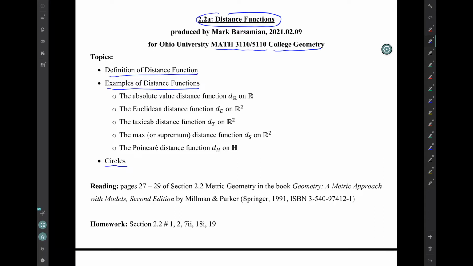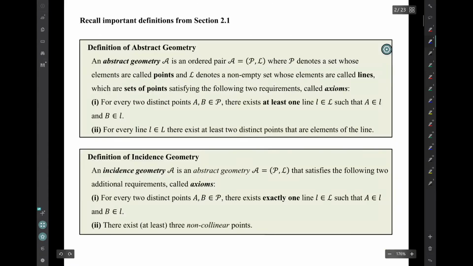The corresponding reading is pages 27 to 29 of section 2.2, Metric Geometry, in the book Geometry, a Metric Approach with Models, 2nd edition, by Millman and Parker. The corresponding homework is this short collection, 5 problems, and only part of problems 7 and 18.